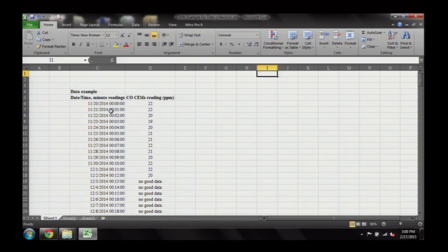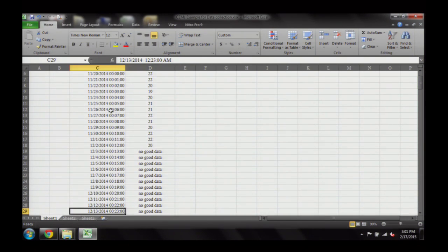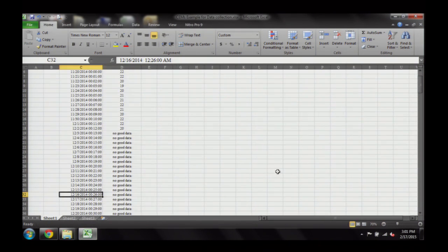Okay, so what I've got here is minute data, and what I want to look at is your block, like what would be considered a good hour, what would be considered a bad hour, what would I have to throw out. So I'm looking at minute data starting on 11/20/2014 at midnight. So I've got CEMS readings, and then at 13 minutes into the night, my system just starts spitting out no good data, right? So I didn't put in a number, it just says, hey, I lost communications. So I've got to try to get this to where we can see the whole block here.